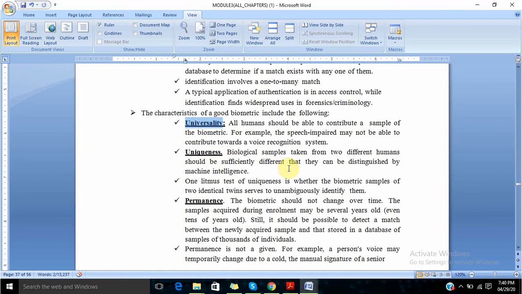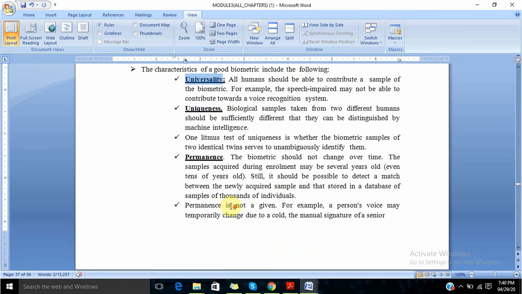Uniqueness is when you take the biological samples from two different people, the machine should be able to recognize whose sample it is. That is uniqueness. Permanence. Permanence is, students, as we age, our qualities change.